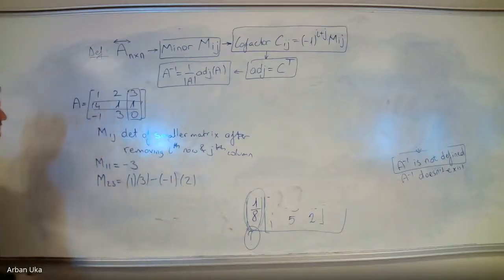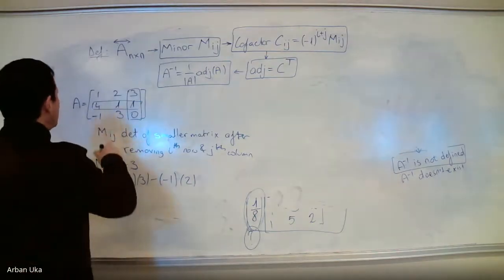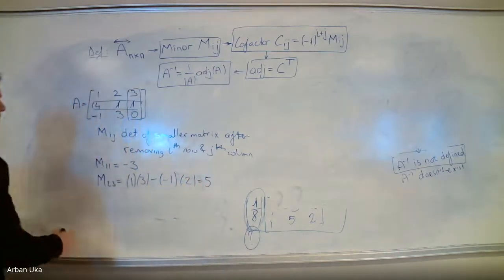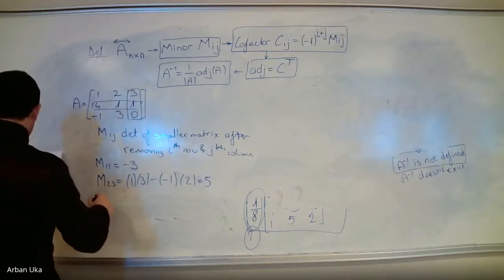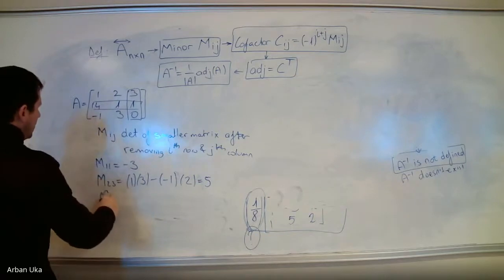What did you say? 5. You said, okay, sorry, you said 5. Okay, that's 5. Because we have 3, 5. Okay, this is equal to 5. So this is how we can find this. Okay, and the rest, you can also calculate, for example, I don't know, M12.